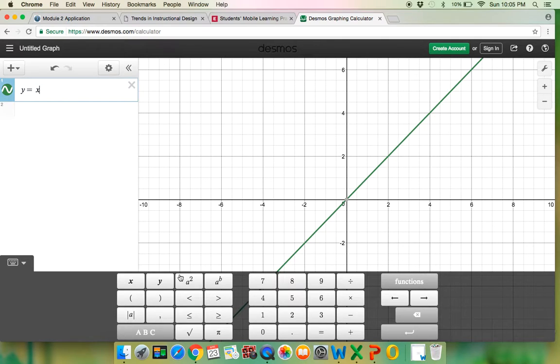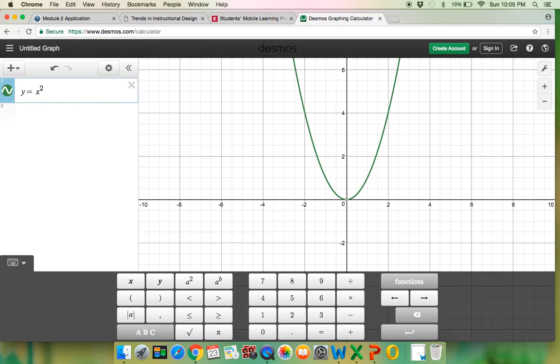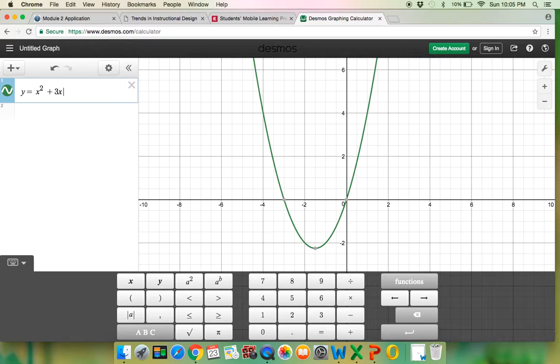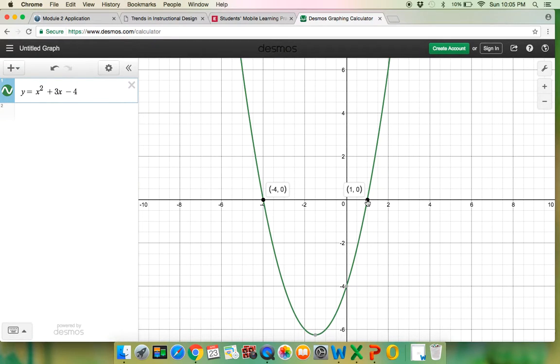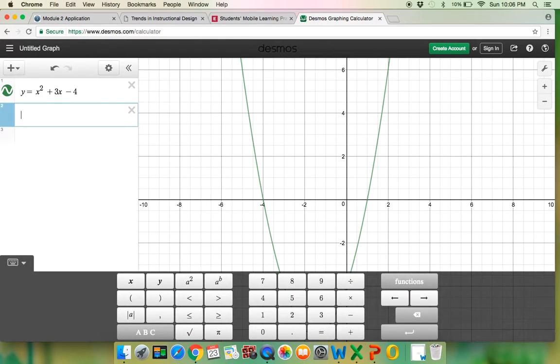x squared plus 3x minus 4. As you can see, as I type the equation, it starts graphing. So the solutions are the x-intercepts. If you click on the x-intercepts, you'll find two solutions. It's -4 and +1. So let's solve the second one.